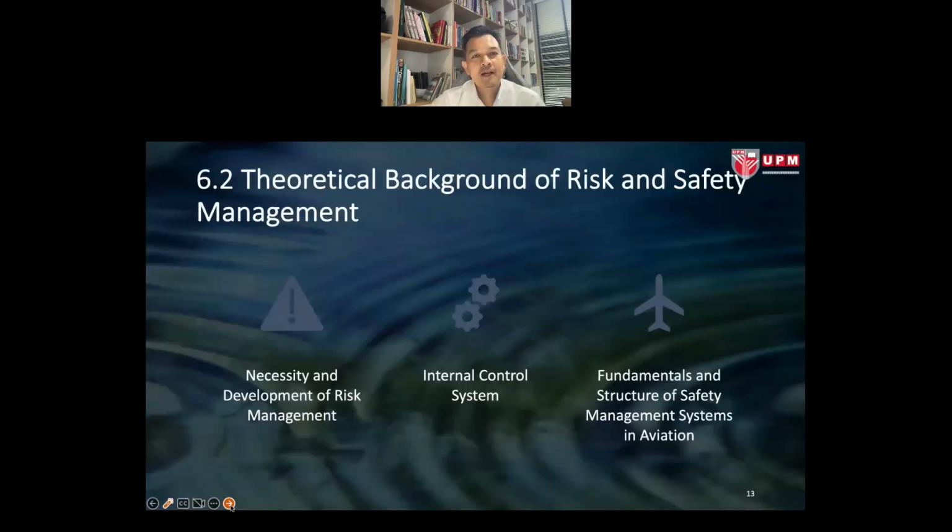That is the initial part of my presentation. We will then continue into the second part of the presentation for tonight, which is the theoretical background of risk and safety management.